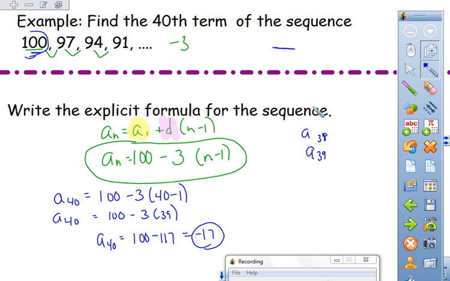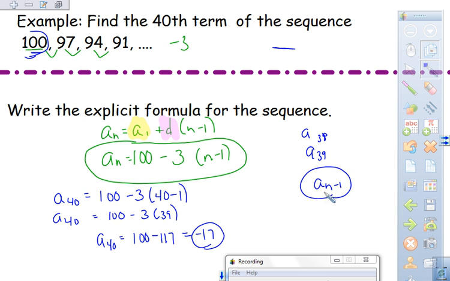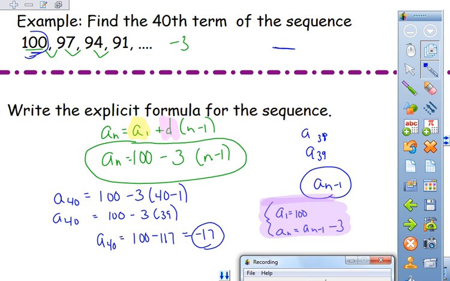And see how that would take way too much time. So explicit is the quick way, because we could find the 1,000th term if we wanted to. We could find the 1,000,000th term. But to be recursive, you have to have a sub n minus 1, and that means the previous term. So in purple, this would be our recursive formula, where our starting value is 100, and we have to subtract 3 from the previous number. So explicit is a very quick way to find numbers in a sequence.